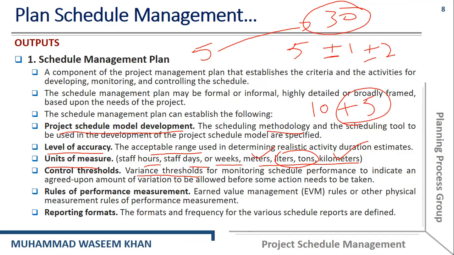Then we can have the rules of performance measurement, like earned value. If you want to measure the performance, you should have some rules or tools, and one of them is the earned value management tools or other physical measurement tools of performance measurement. So we can use different tools or rules to measure the performance of your project, and that is earned value management. Inshallah, we will discuss earned value management and some other measurement rules in the coming slides or coming lectures. And the last one is reporting formats.